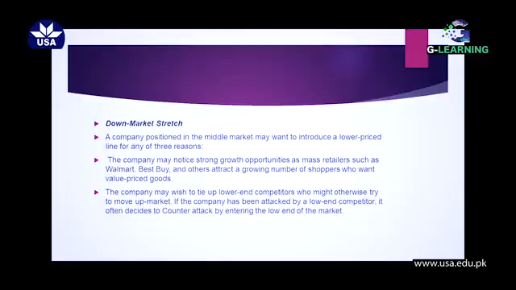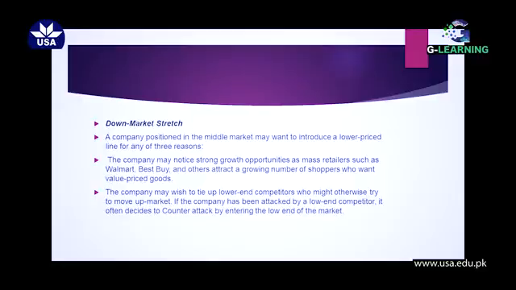Number 1, line stretching. Every company's product line covers a certain part of the total possible range. For example, Mercedes automobiles are located in the upper price range of the automobile market. Line stretching occurs when a company lengthens its product line beyond its current range, whether down market, up market or both ways. Then there's a down market stretch.